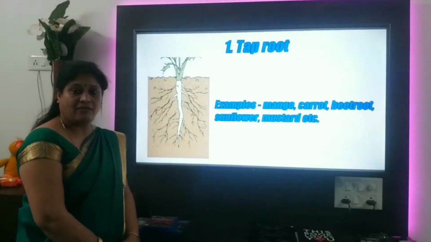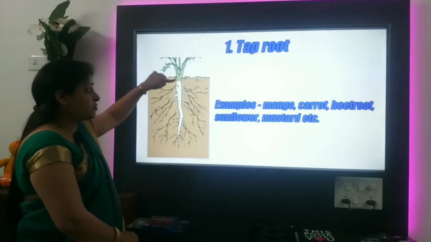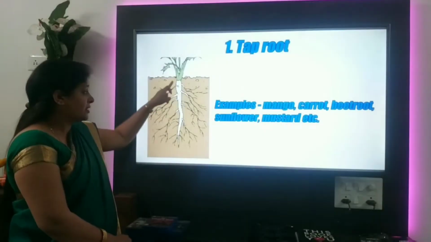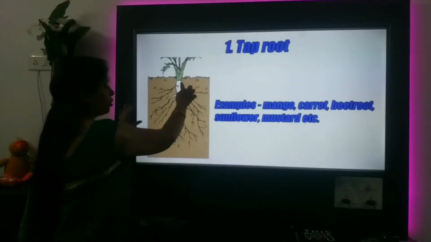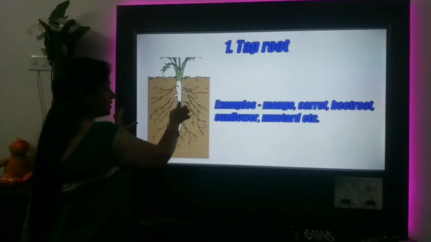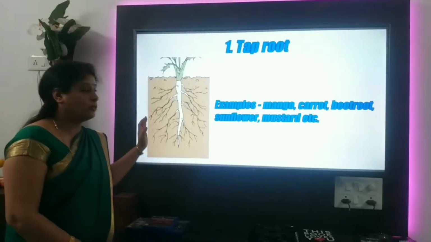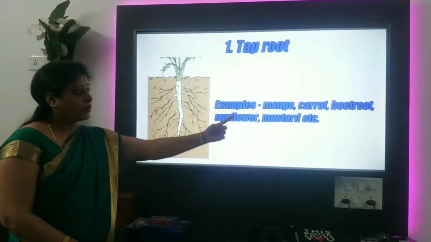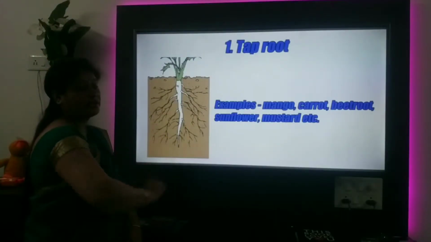Some plants have one main root at the base of their stem. This root is called tap root. Many small roots come out from this main root. And examples of tap root are mango, carrot, beetroot, sunflower, mustard, etc.